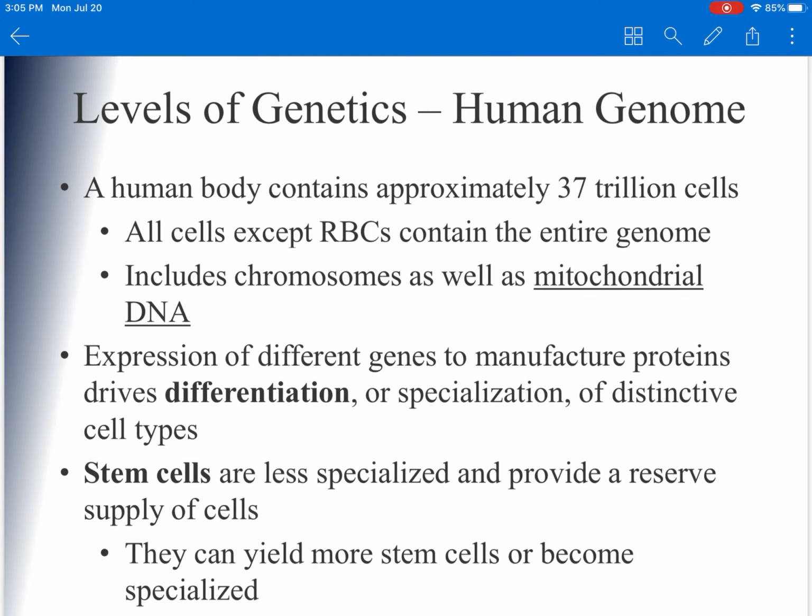Now, the expression of different genes to manufacture proteins is what drives cell differentiation. When you think about it, all those different cells in your body all have the same DNA. They all have the same genes in the DNA. So why is it that a skin cell functions as a skin cell and a liver cell functions as a liver cell and so on? It's because different genes are being turned on and off that are forming some of those different proteins. And that's what we call cell differentiation. And that just means that they're becoming more specialized into distinctive cell types.